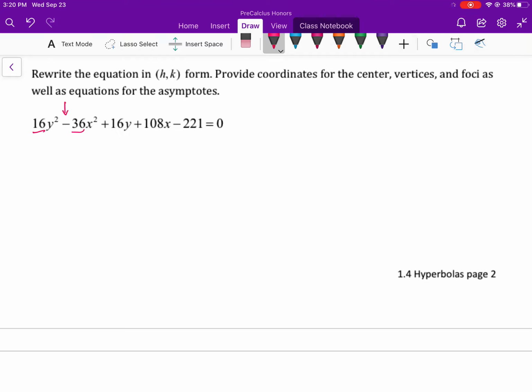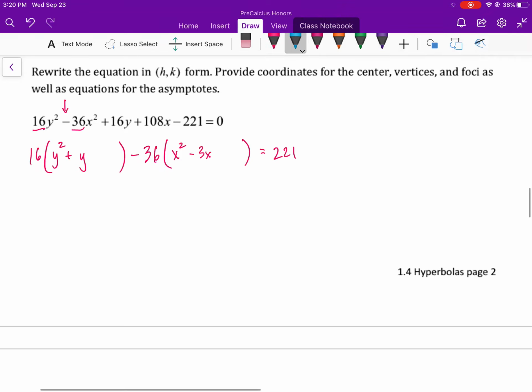So I'm going to start by pulling all the y's to the same location and factoring out the coefficient of y squared. So that's going to be 16 times y squared plus 1y. And I'll leave myself enough space in order to complete the square. I'll be subtracting 36 times, we'll do the same thing, factoring with the x values, x squared minus 3x, leaving myself, again, space to complete the square, and I'll pull the 221 to the other side.